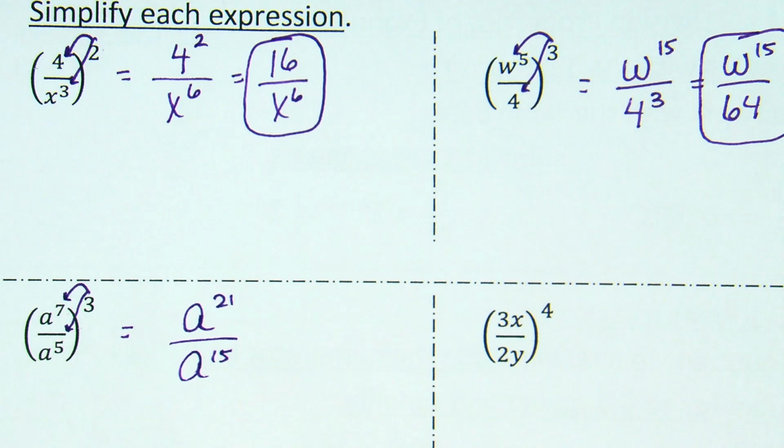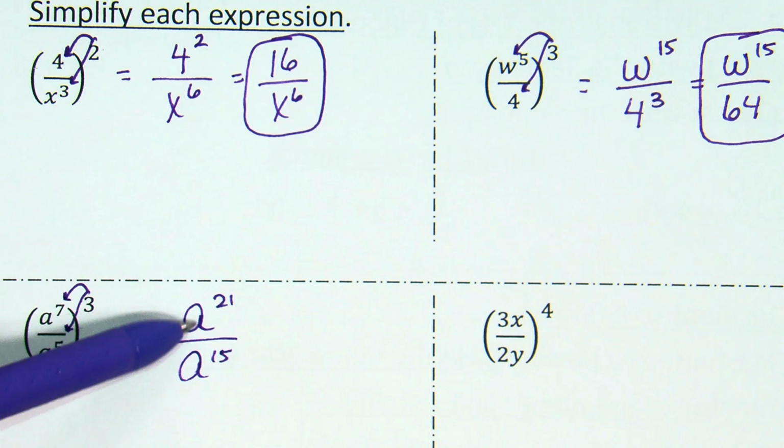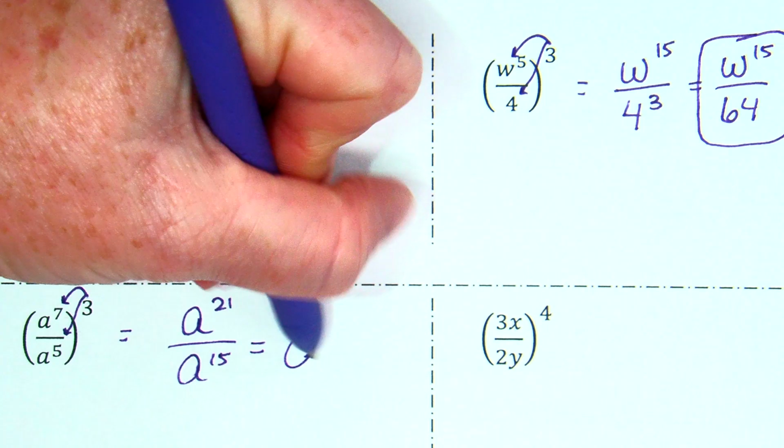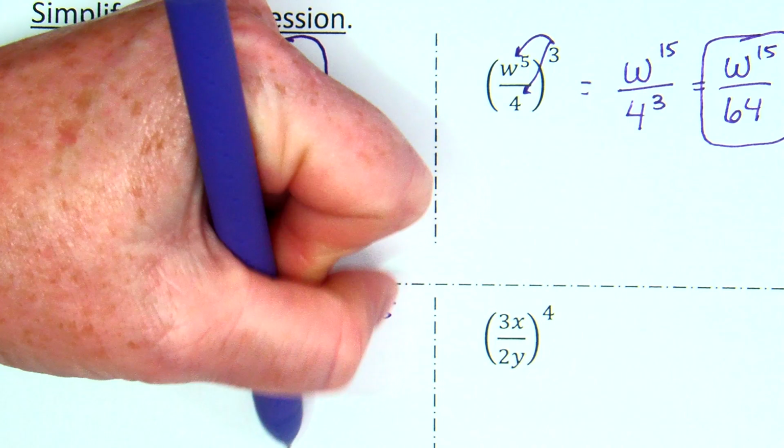Yeah. But we're not allowed to stop there. Think with me. Oh, the bases are the same. No. Subtracting. Yep. The bases are the same, so we're going to subtract. So we're going to keep A and do 21 minus 15, which is A to the 6th. Good.